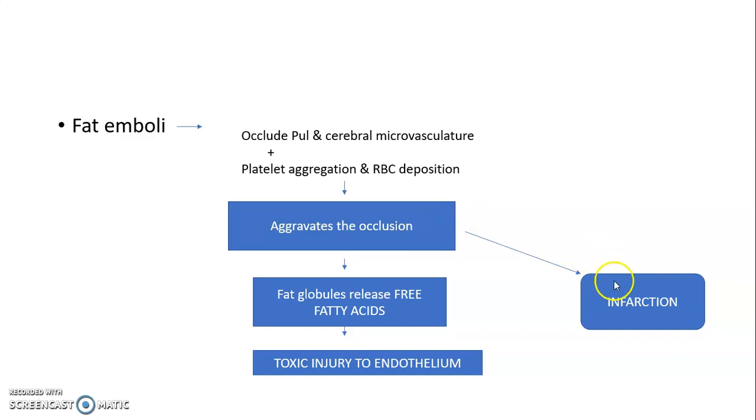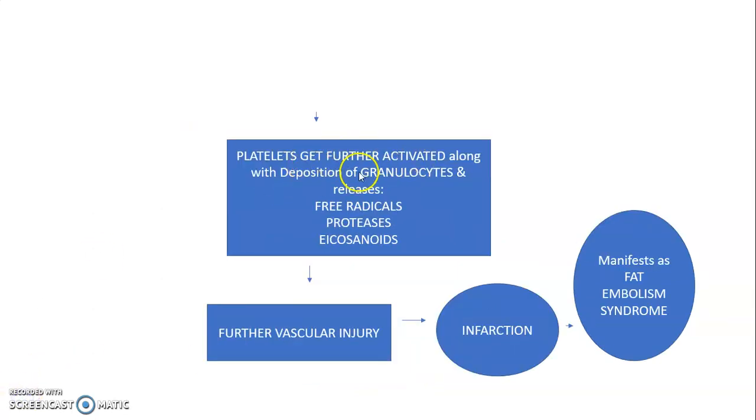and will lead to infarction, or the fat globules release free fatty acids, leading to toxic injury to the endothelium. Platelets get further activated along with deposition of granulocytes and will release free radicals, proteases, eicosanoids, leading to further vascular injury that will further cause infarction and manifest as fat embolism syndrome.